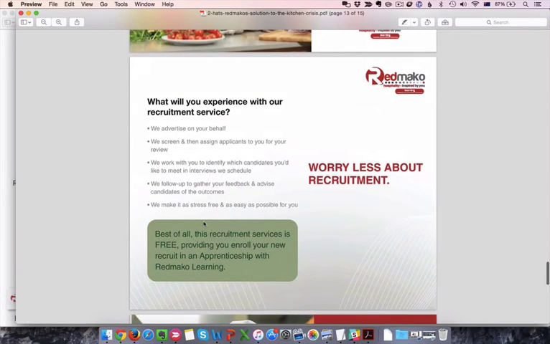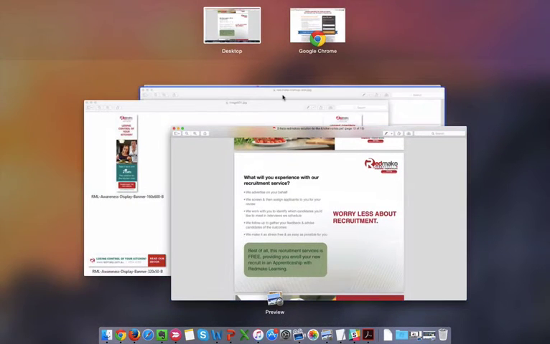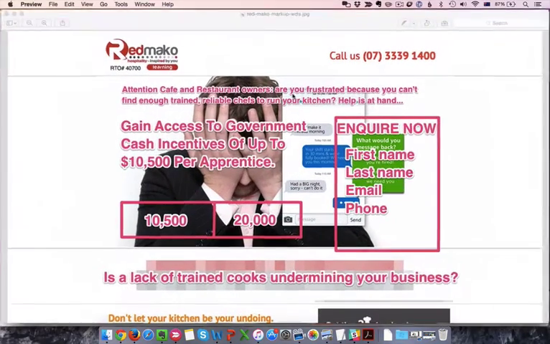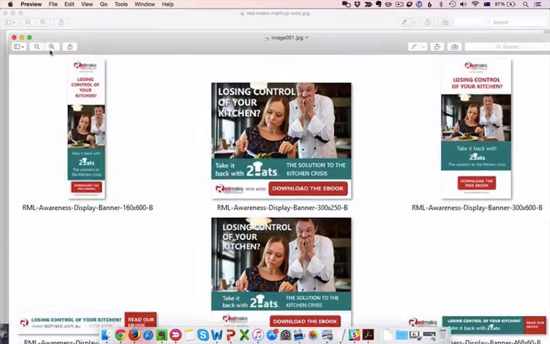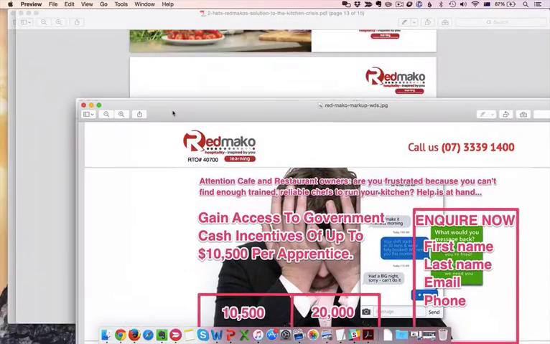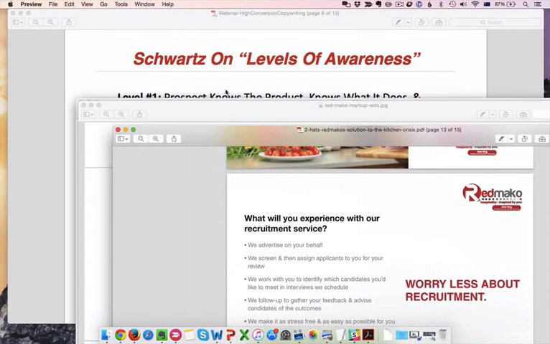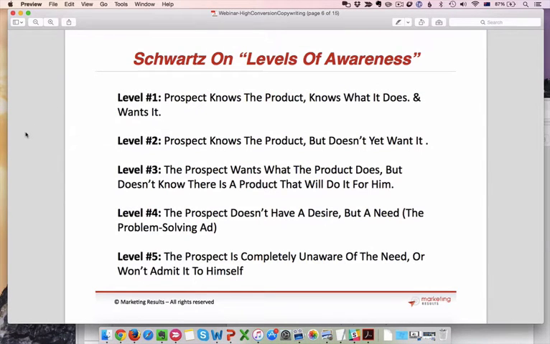So that's the background. Now let's look at why I think this isn't working. And before we do that, let's just look at one little slide from a well-known but dead copywriter by the name of Eugene Schwartz. Here's the slide I want to show you. So Schwartz had a concept called levels of awareness, and here are the 5 levels.